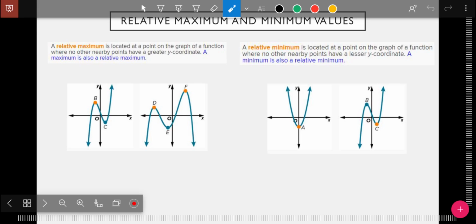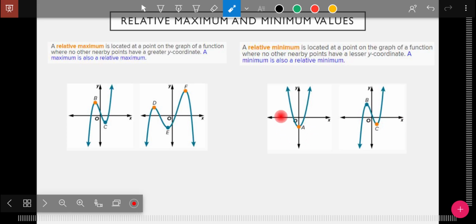You could have the same thing if I kept going. Maybe let me adjust this graph over here. Maybe this graph goes up, down, up again. All right. Then this point here, well, actually, hold on. Sorry, I forgot. So if I look at this graph, C is only a relative.